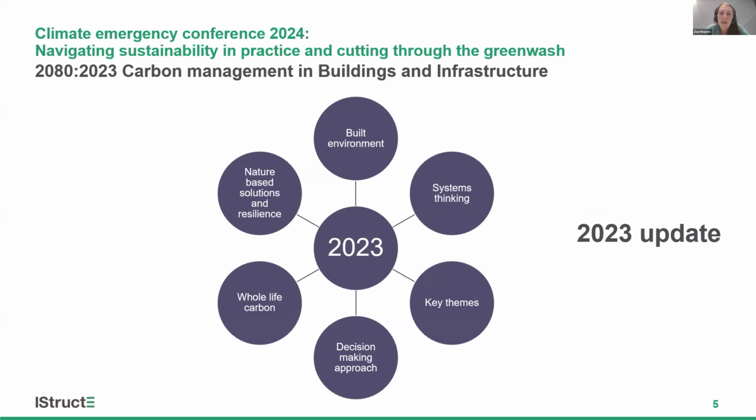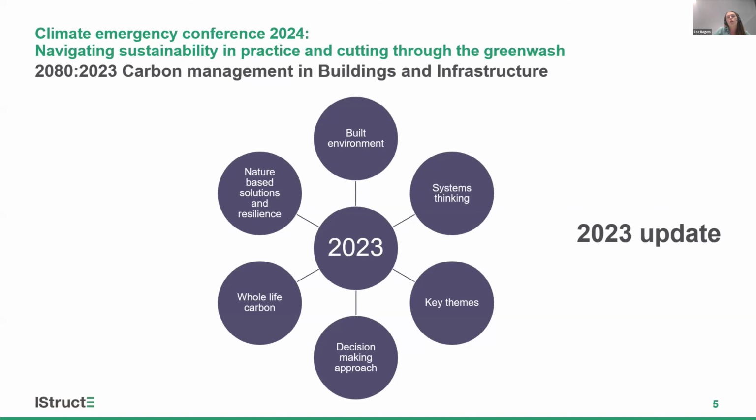So what has been updated in PAS 2080 since the last version? In this 2023 update, the latest version, very key and very important for this group, is that it now includes the whole built environment. Previously, it was very much focused just on the infrastructure sector, around highways and things like that. But now there's a specific mention in the title to buildings. So that makes it very much built environment focused.